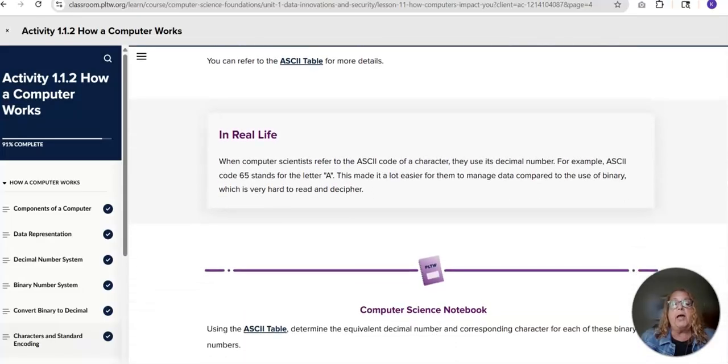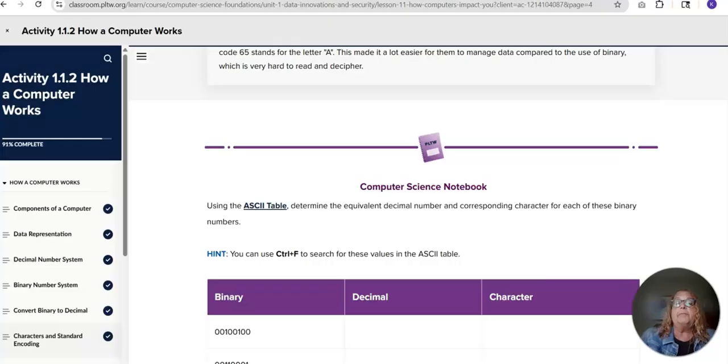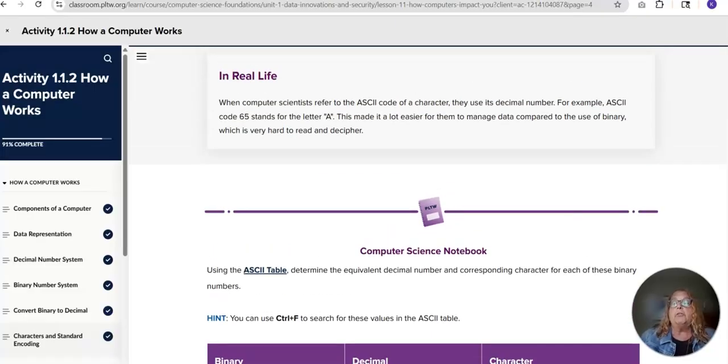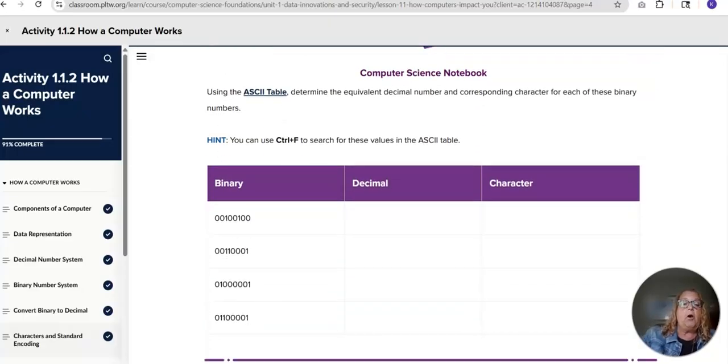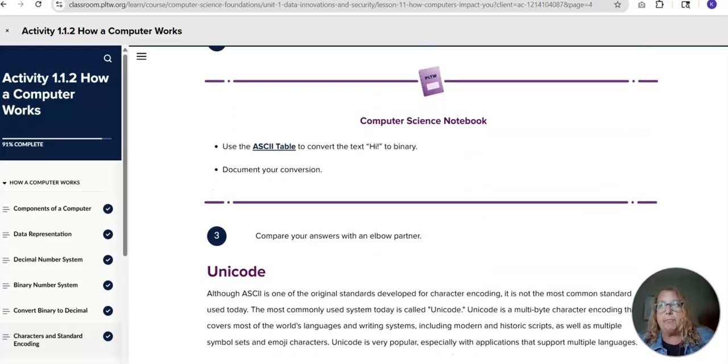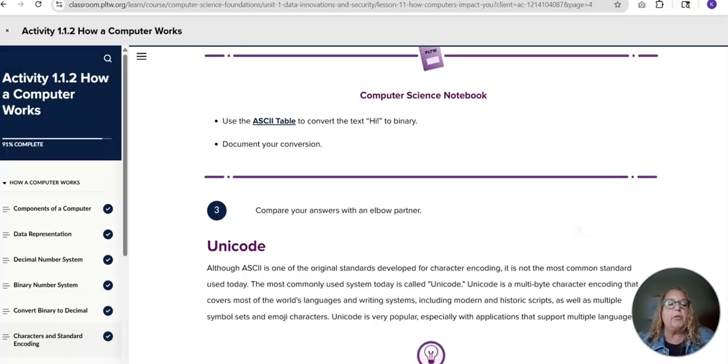But it says in real life ASCII code of a character, they use decimal numbers. For example, ASCII code 65 stands for the capital letter A. So it wants you to use the ASCII table here, and also whatever the decimal number is, also look up what is the character. So that's how we were going back and forth on that.